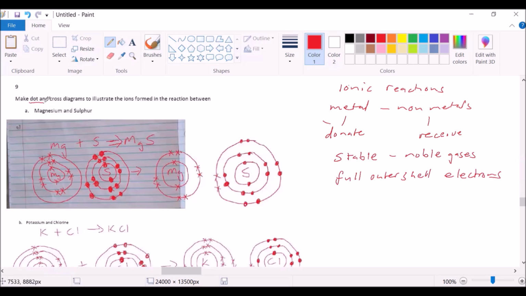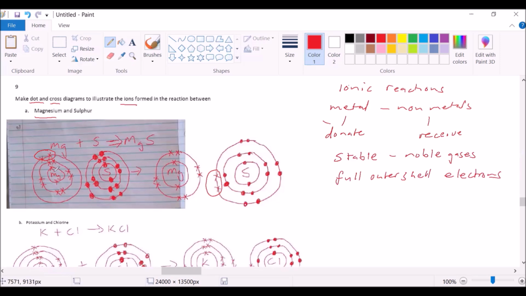For a dot and cross diagram to illustrate the ions formed in the reaction between magnesium, which is a metal, in group 2, and sulfur, which is a non-metal, in group 6. Magnesium has 2 electrons on the outer shell, so magnesium will donate these 2 electrons to sulfur. And then it loses that outer shell, and then the inner shell now becomes full. So this is how it happens.